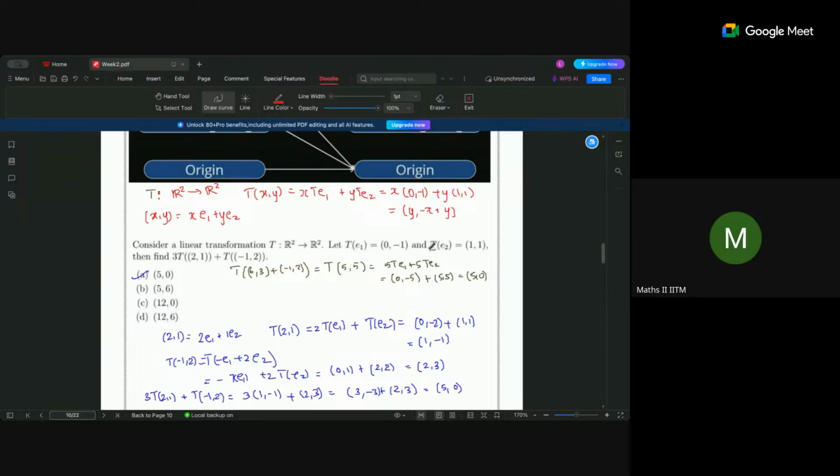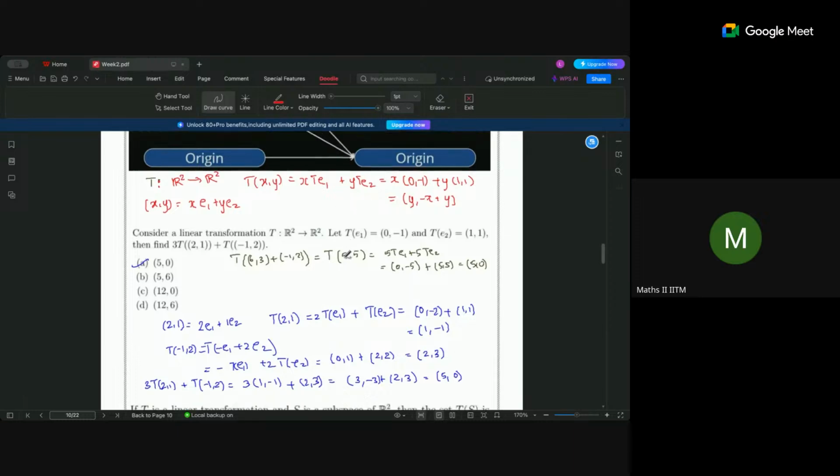Yeah, this was the approach I was trying to do. So I wanted to get the transformation and apply these values. Either is fine. Thank you. Okay. So this is something which everyone should know, how to obtain the transformation from the images of the basis elements.